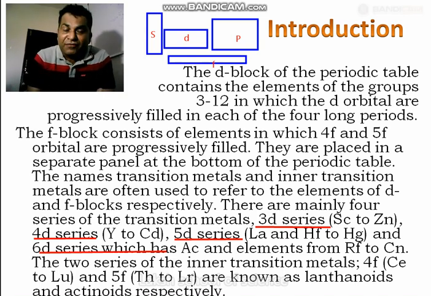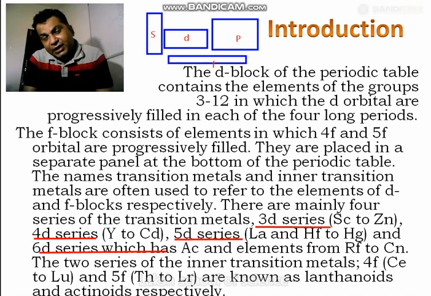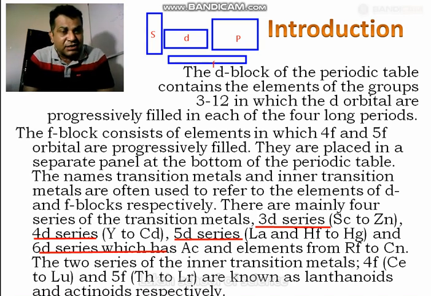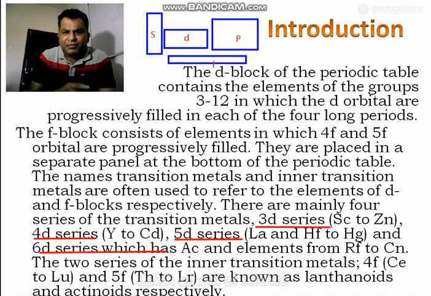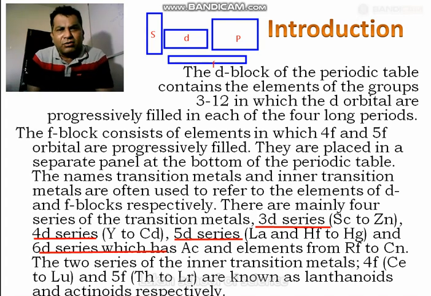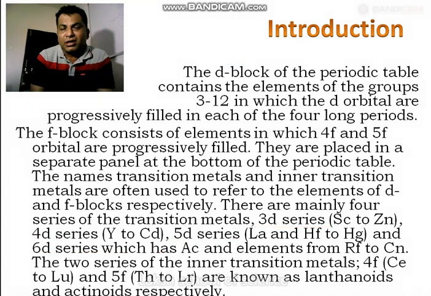Okay, which is known as lanthanoid? 4f. And which is known as actinoids? 5f. Because in 4f the first one is lanthanum, that's why it is known as lanthanoids, and for 5f the first one is actinium, that's why it is known as actinoids. So these are the basic ideas about the d and f block elements.